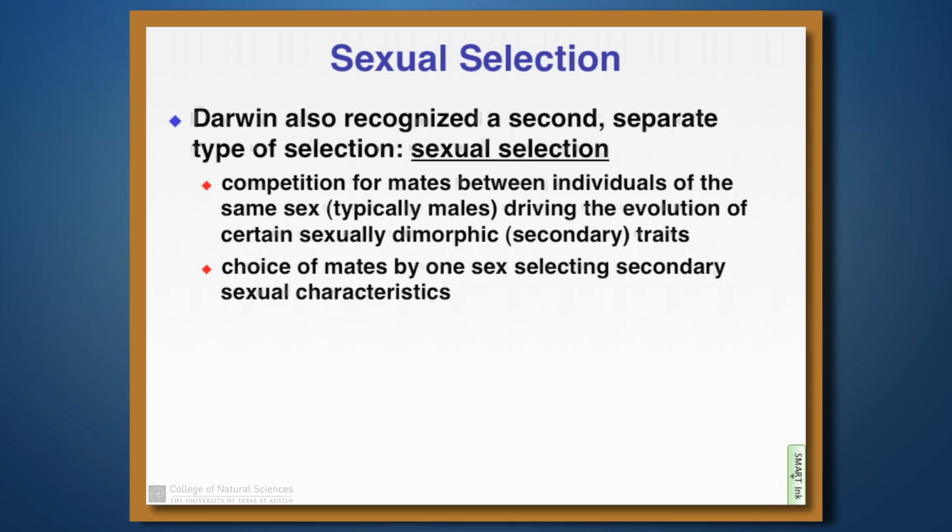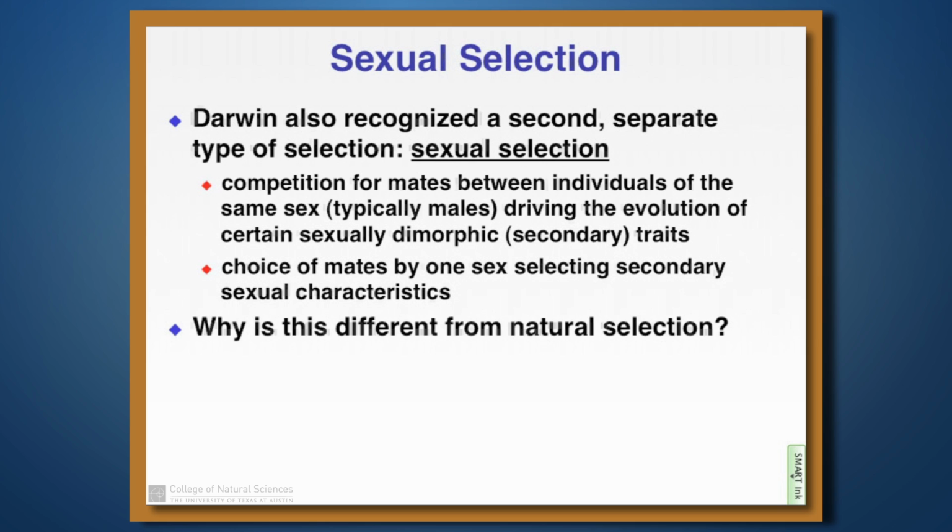And so this is mate choice, where the choices made by the females end up selecting for particular traits in the males, in the case of the peacocks, particular types of tails, the size of the tails, the colors, the way things are spread out, etc.